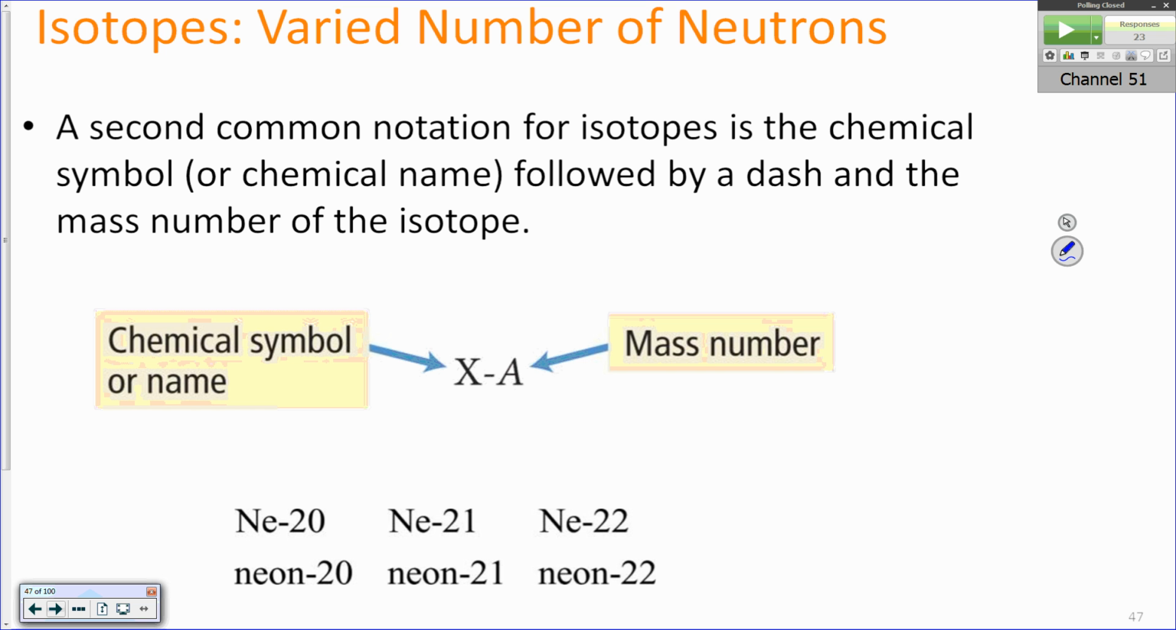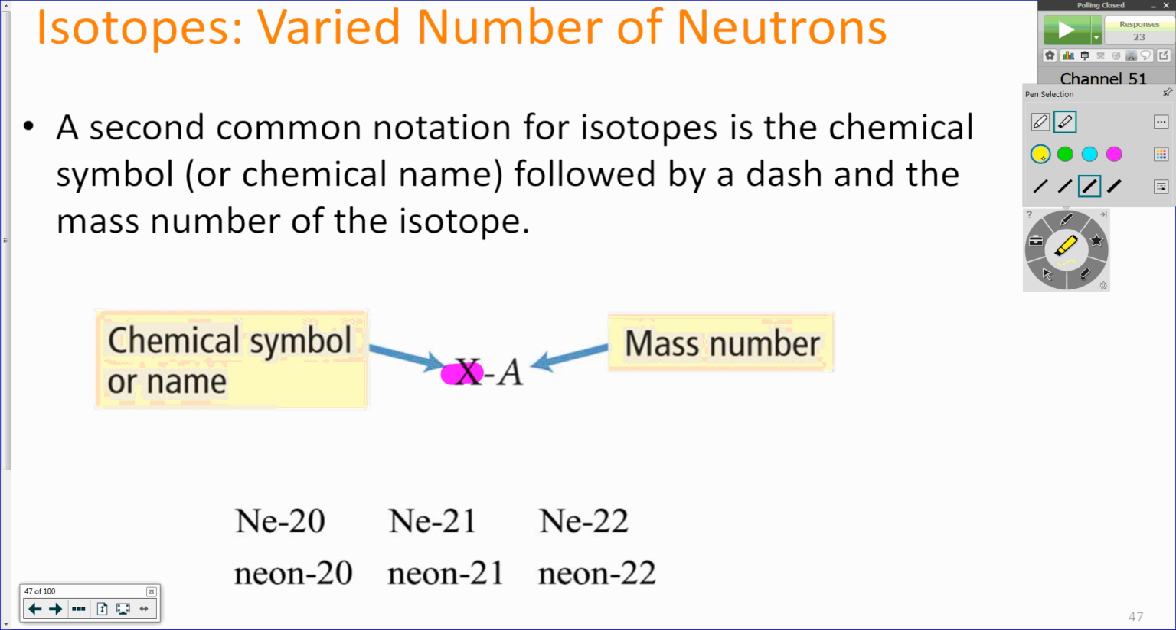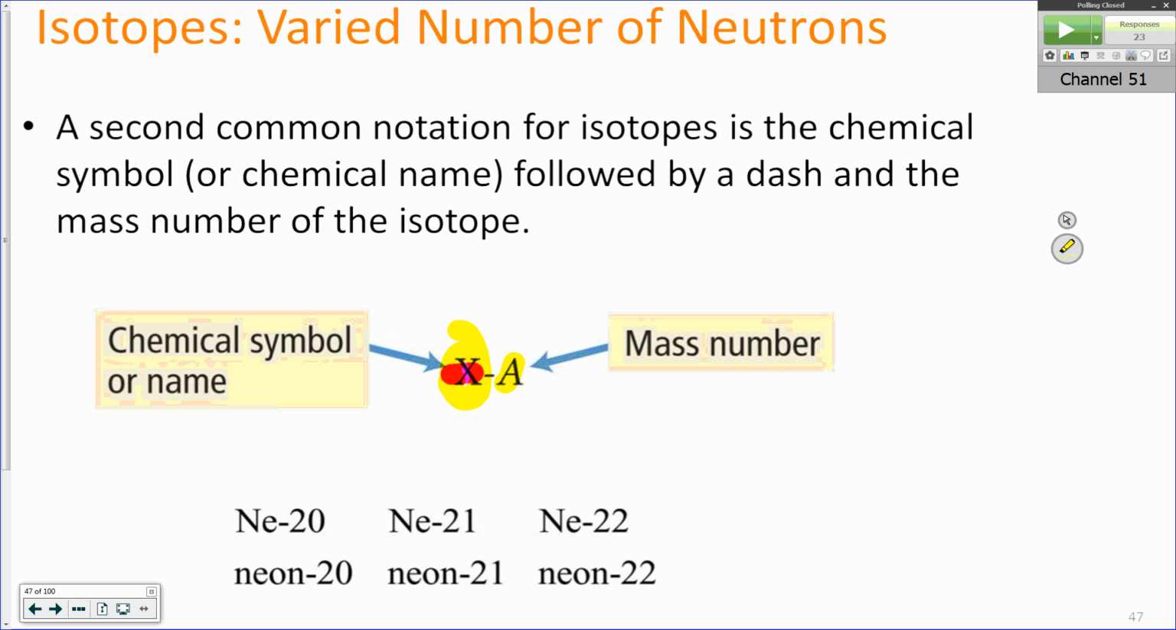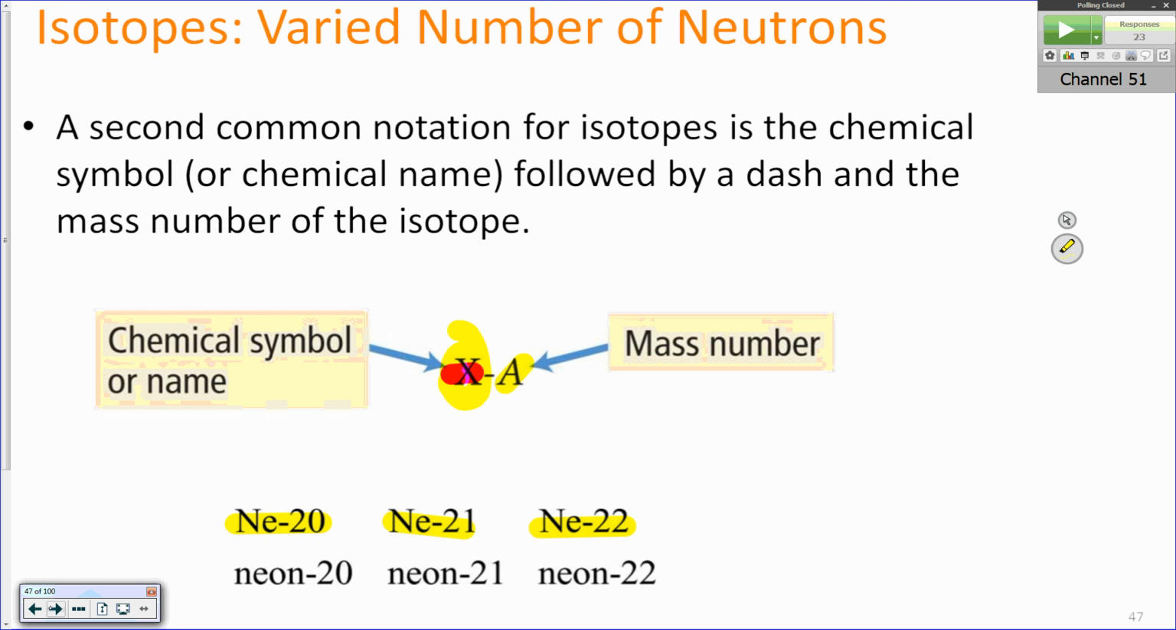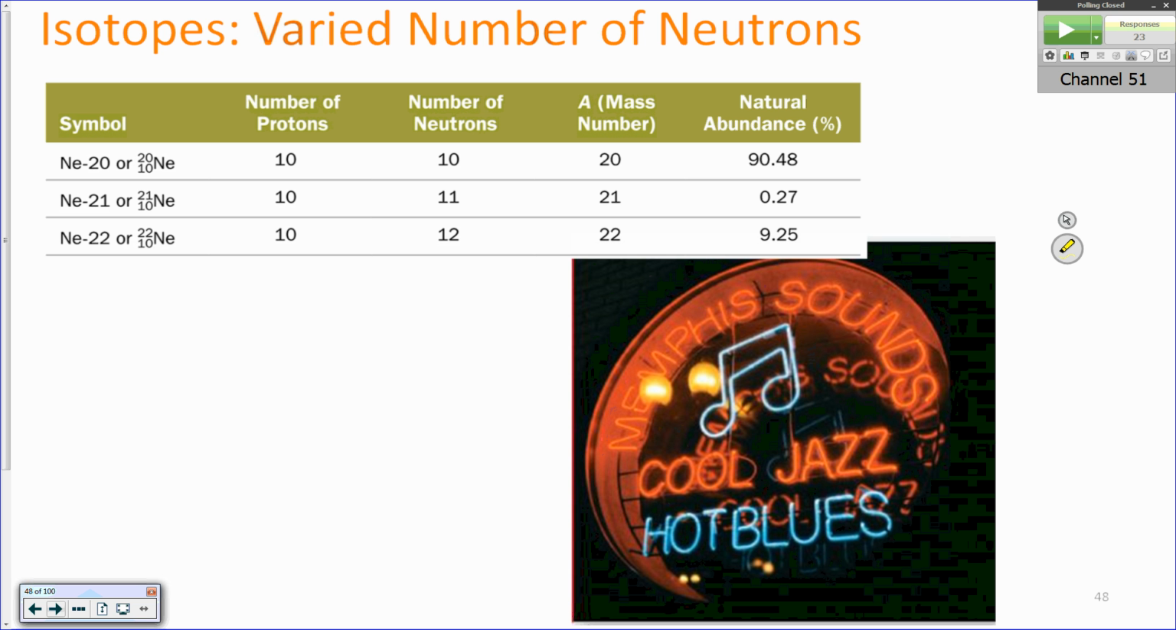If we look at the other notation, another one that we use, we write the symbol for the element, and then we put a dash and the mass number. I don't like that. But we'll put the symbol for the element, and then the mass number with a dash. So neon-20, neon-21, neon-22. We just need to recognize that that's another way of expressing it. This is the way I do it, and that's the common way that we do it in upper level chemistry courses.